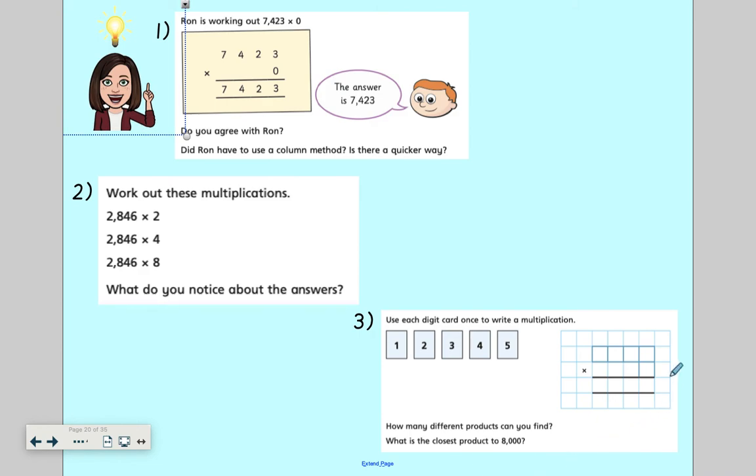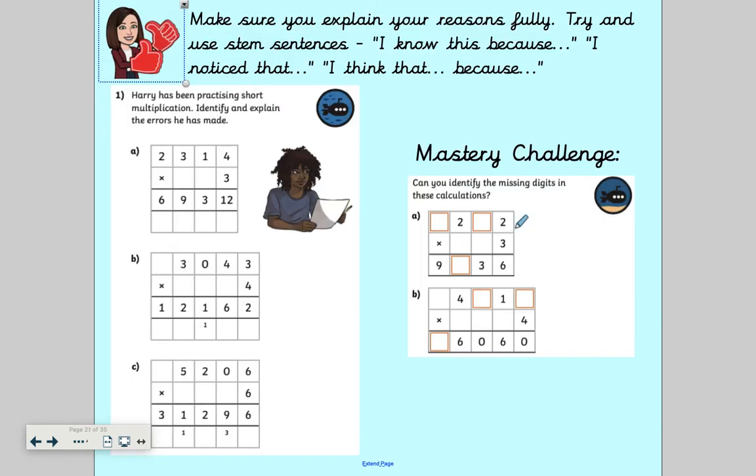And then here, you've got to make the closest number to 8,000. So your answer that goes in here has got to be as close as it can be to 8,000. But you can only use these 5 cards, okay? And you can only use them once.